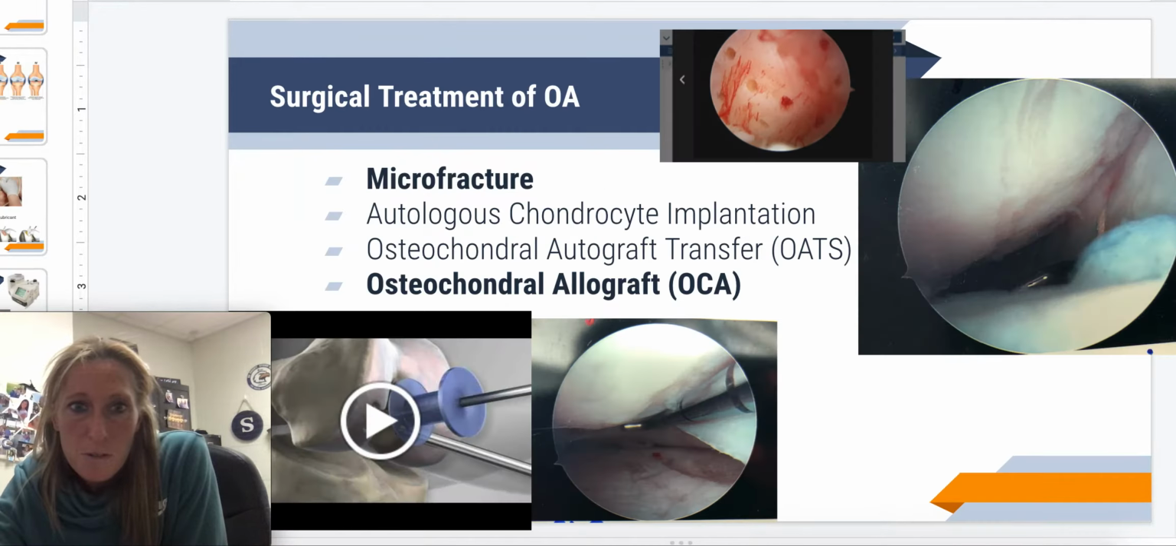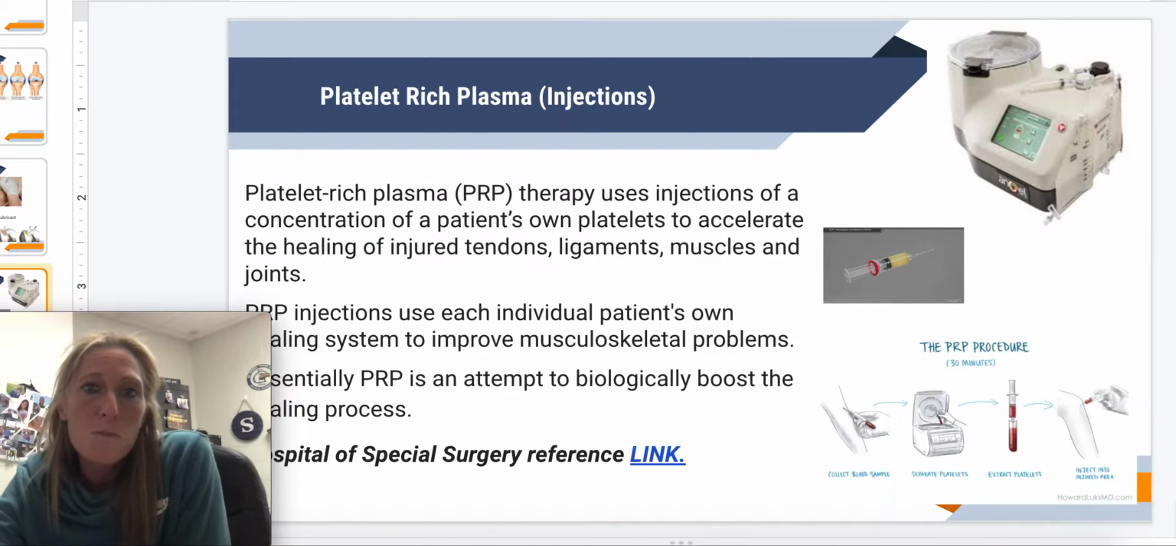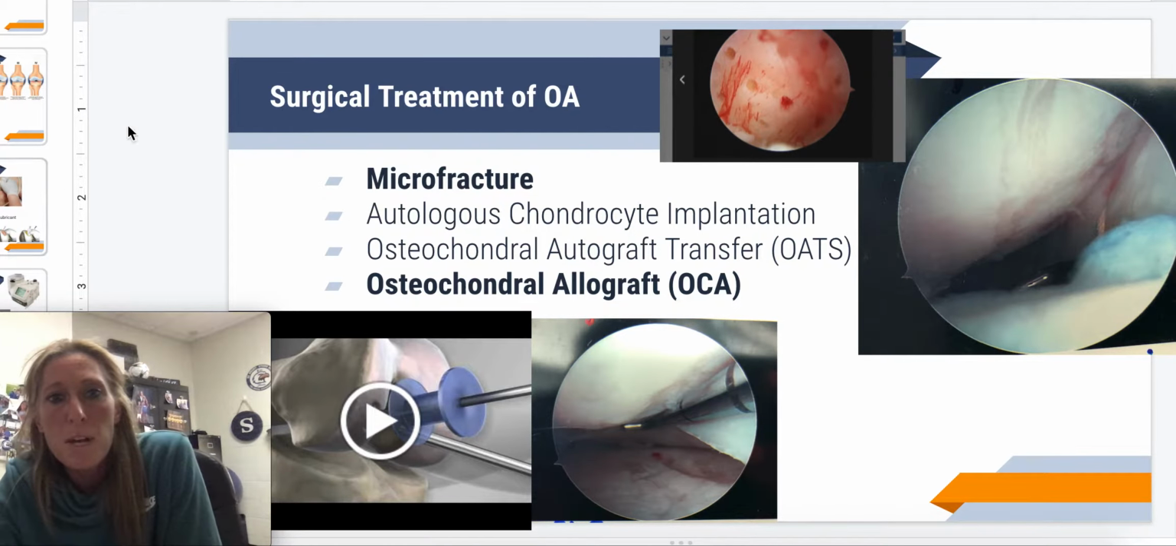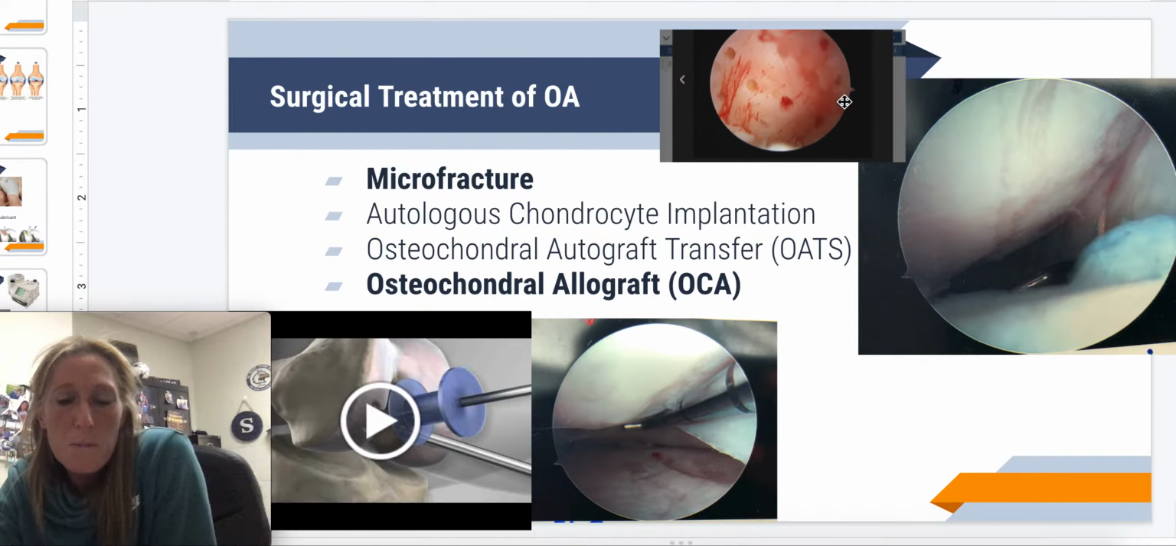So here's some more osteoarthritis. Treatment for osteoarthritis, there's platelet-rich plasma, PRP injections. We have microfracture we talked about. We talked about MACI. We talked about OATS and OCA procedures.